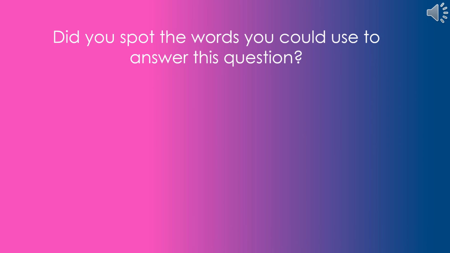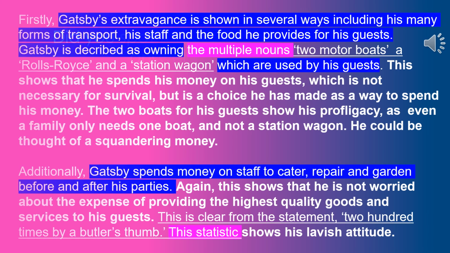Did you spot the words that you could use to answer this question? Firstly, Gatsby's extravagance is shown in several ways, including his many forms of transport, his staff, and the food he provides for his guests. Gatsby is described as owning the multiple nouns 2 motorboats, a Rolls-Royce, and a station wagon, which are used by his guests. This shows that he spends his money on his guests, which is not necessary for survival, but is a choice he's made as a way to spend his money.